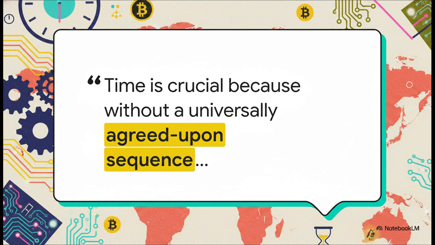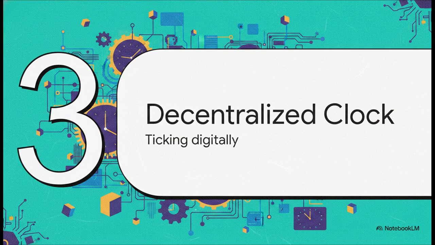If my computer says a transaction happened at 2 p.m. and your computer says it happened at 2:01 p.m., who wins? Without a shared, undeniable sequence of time, a decentralized network is going to collapse into utter chaos. Time is that missing essential ingredient. Which leads us directly to Section 3, the decentralized clock, ticking in the digital realm.